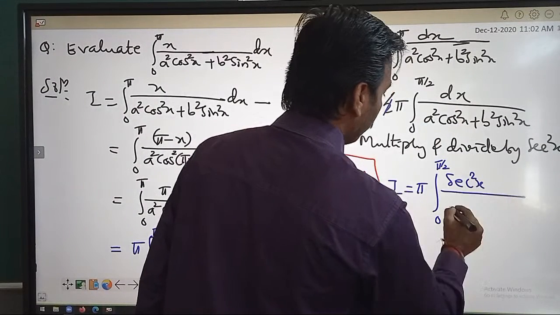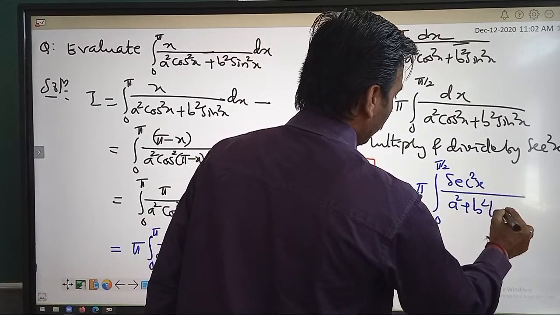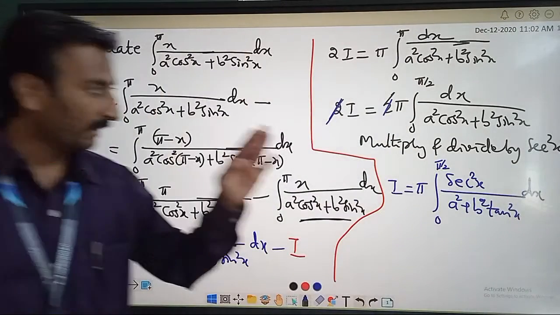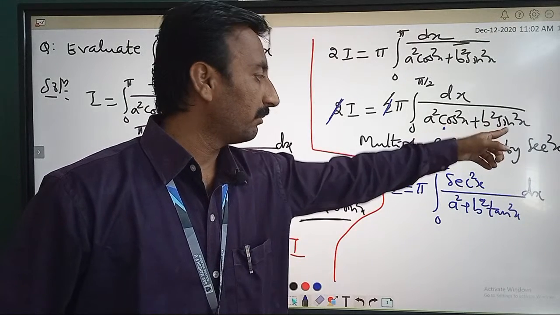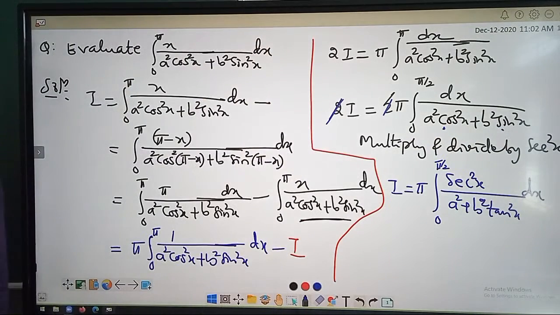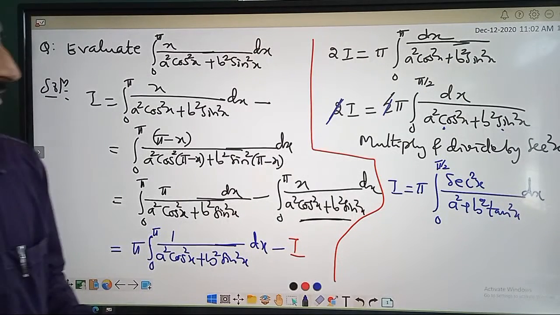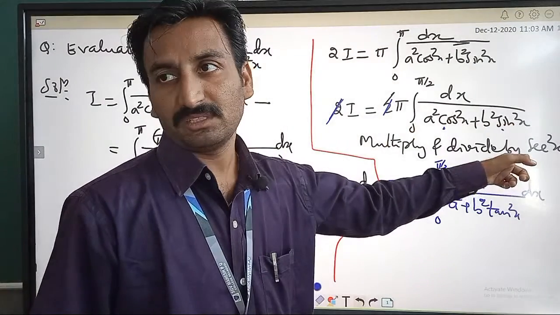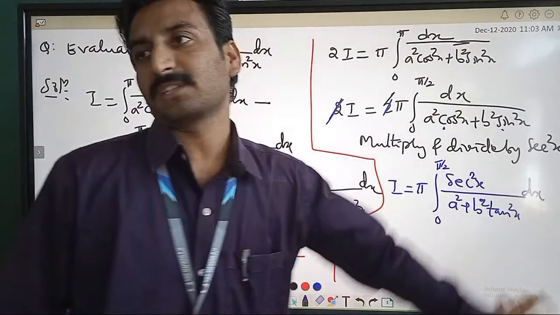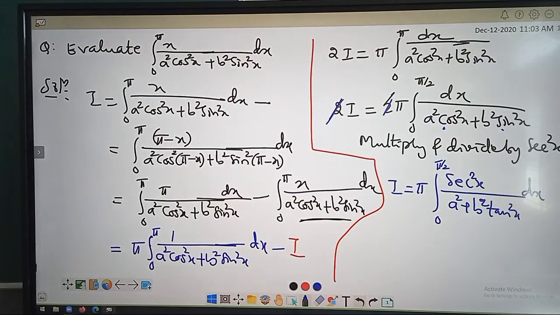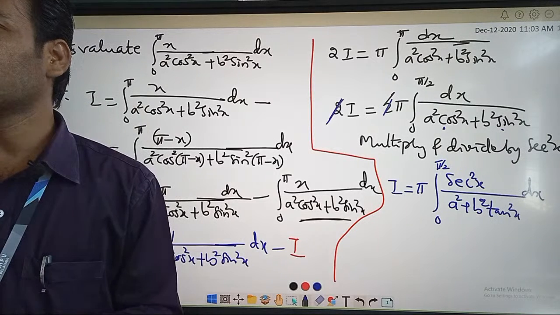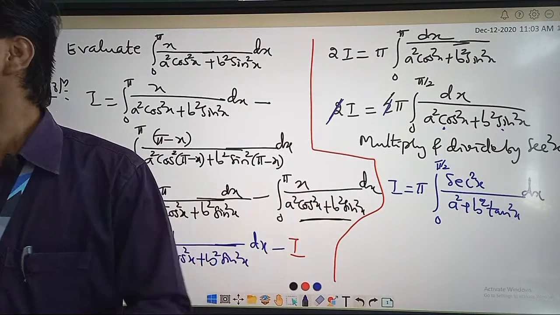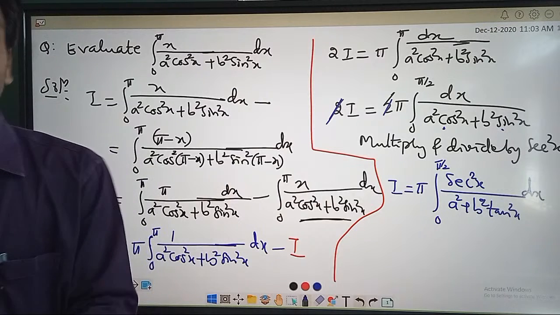Sec square x divided by a square plus b square tan square x. I am not interested in writing every term because I explained it to you. If I multiply by sec square, this will be 1 and this will be tan, and the numerator will be secant square. Correct? If you feel bored, what can you do? Take cos square x common. If I take cos square x common, sin square by cos square remains, that will be tan square, and 1 by cos square becomes sec square. Or, numerator and denominator divided by cos square x. Now it is not multiplied; numerator and denominator are divided by cos square, and you get like this. Okay?